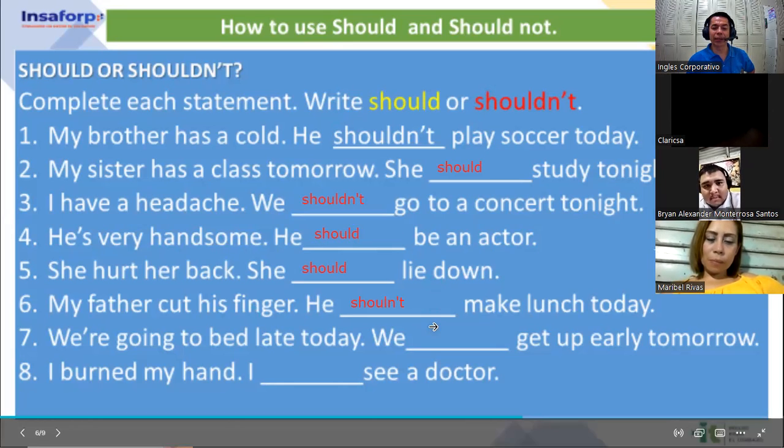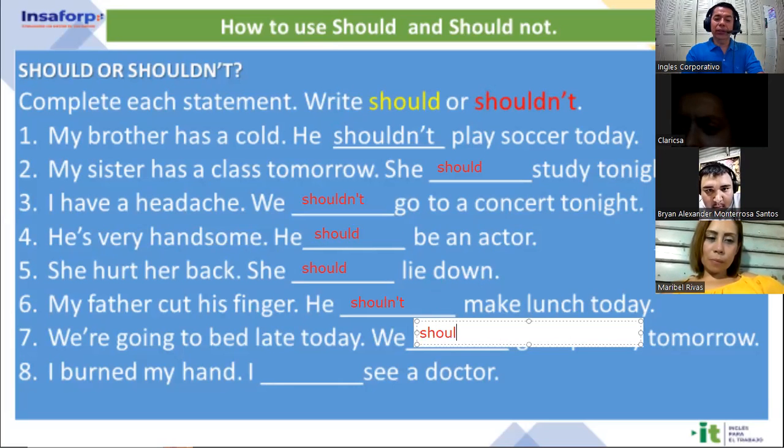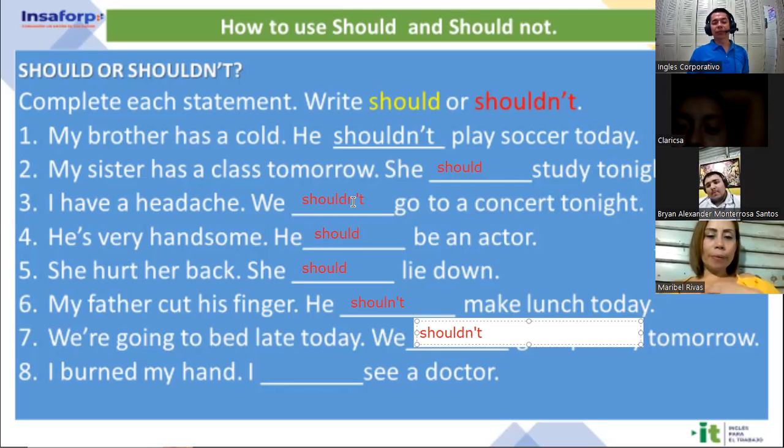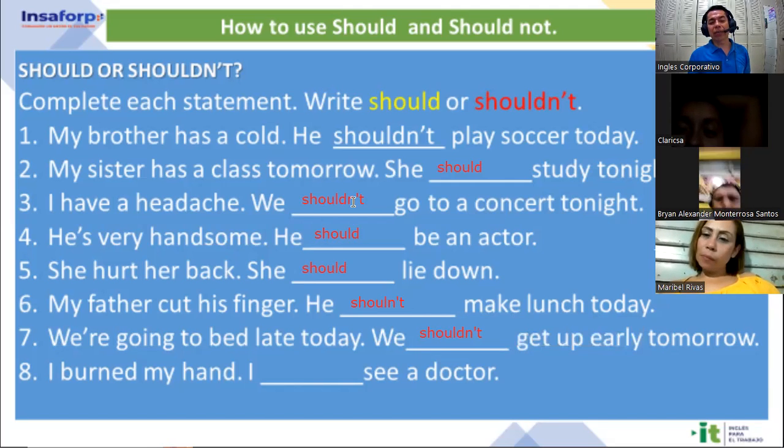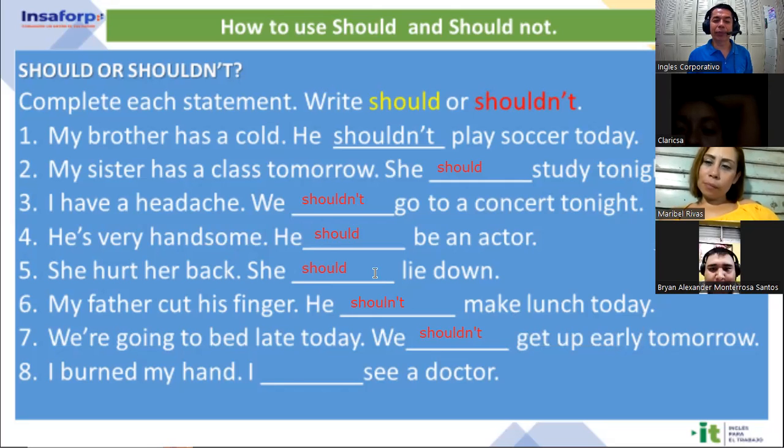Vamos a escribir aquí. Shouldn't, right? No tienen que levantarse tarde, ¿verdad? ¿Por qué? Porque mañana puedo irme tarde a la cama, porque mañana me voy a levantar tipo domingo, me voy a levantar tipo 11.